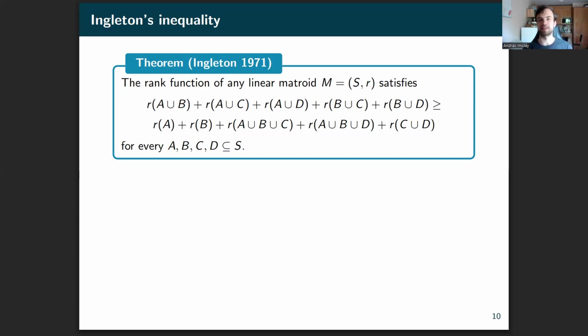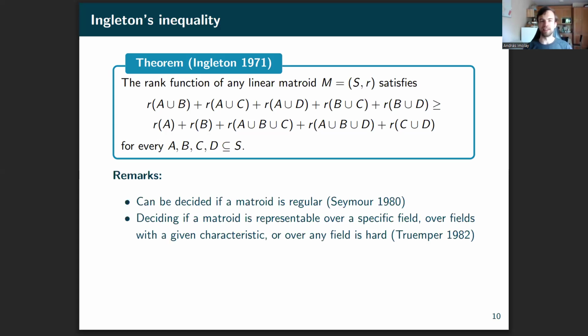Well, it first looks like some unnatural inequality, but this is actually a really important inequality. For example, the Vamos matroid doesn't satisfy this inequality. That's why it cannot be representable over any field.